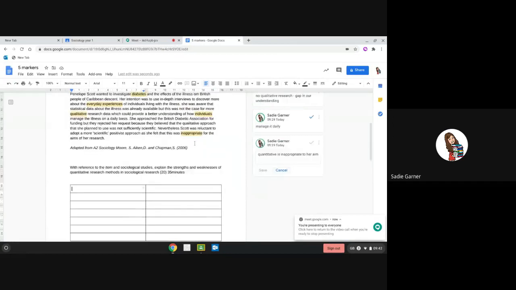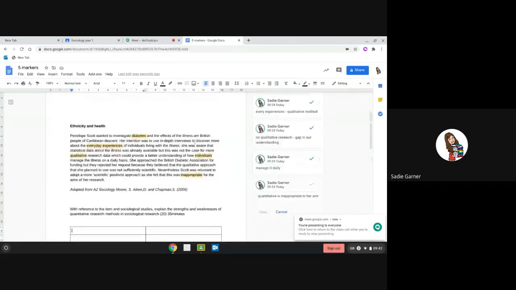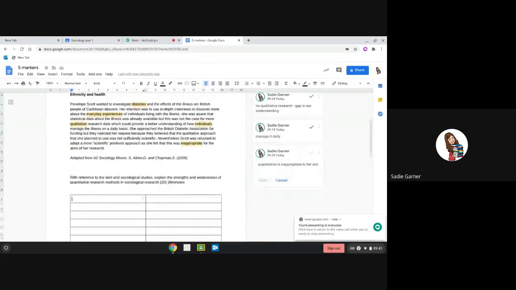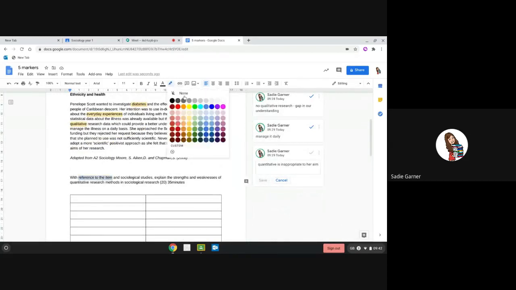Now I'm going to look at a 20 marker. And a 20 marker always says with reference to the item. Always. Which means you must reference the item and sociological studies. In a 20 marker, you must use a reference to the item, making it clear by saying in the item, and you must use 2 studies. And the 2 studies will come from those articles that you've read.